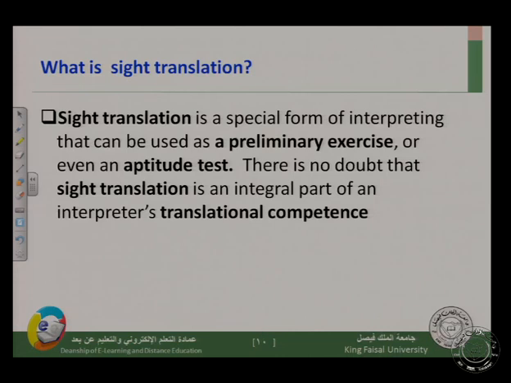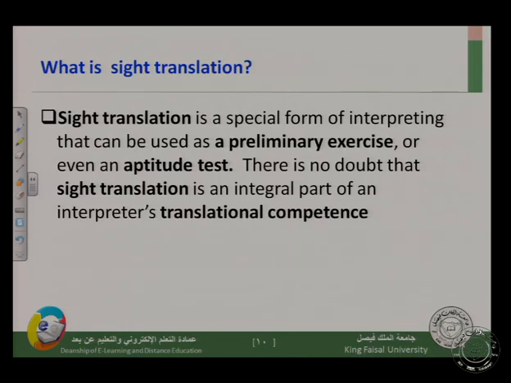Okay. Now there is the third type of interpretation called sight translation. Sight translation means you look at the text. It's a special form of interpreting that can be used as a preliminary exercise or even as an application.